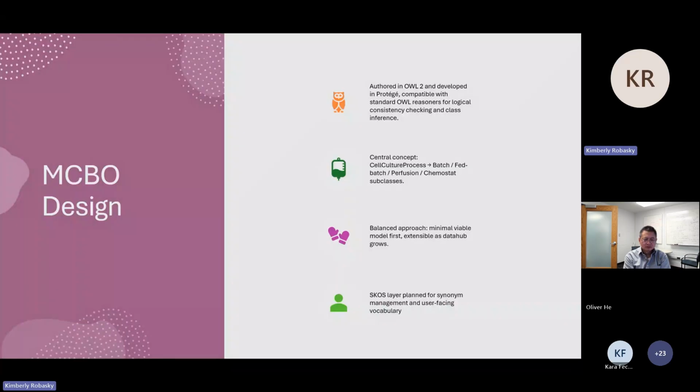So MICBO is an application ontology, meaning that it's designed for a specific practical domain. Here, the domain is mammalian cell cultivation, but it's anchored to more general upper-level ontologies. So MICBO is authored in OWL2 and developed in Protege. We all know what that is.